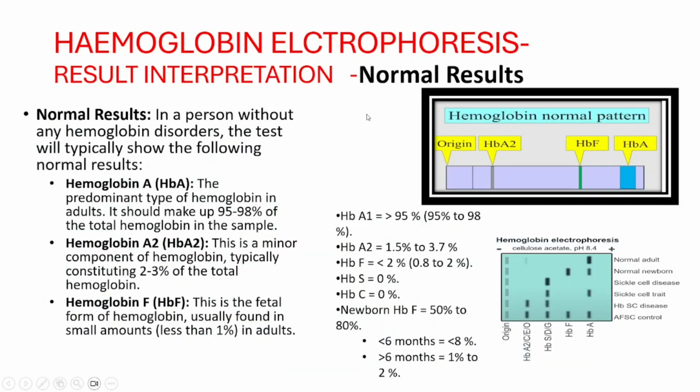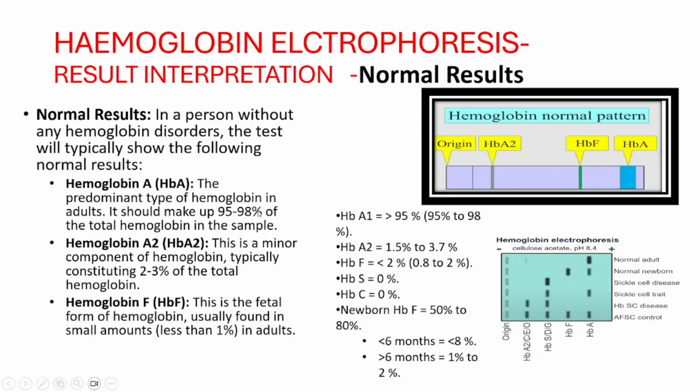So now we can discuss result interpretation. Firstly we can see a normal result. This is the normal hemoglobin pattern. We apply the sample at the origin. The sample moves towards the opposite charge. HbA2 will be here, and HbF and HbA like this. It is a normal pattern.